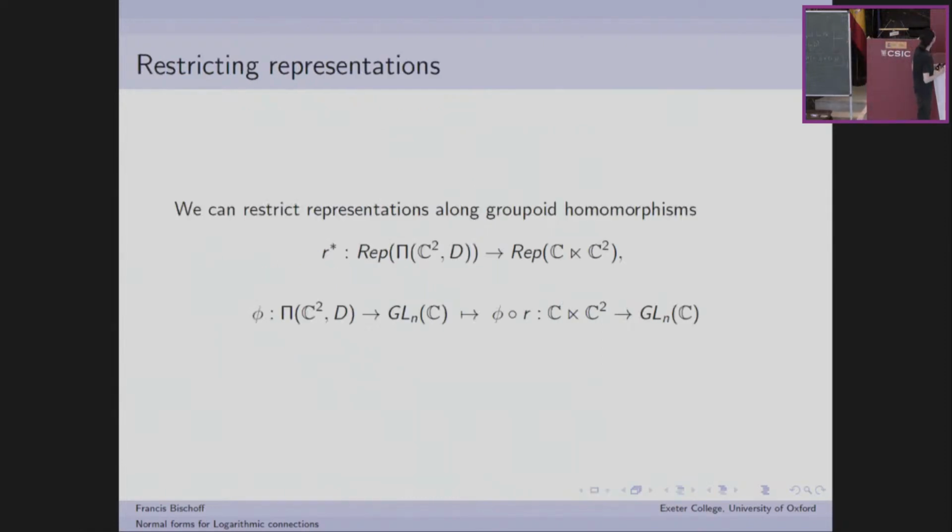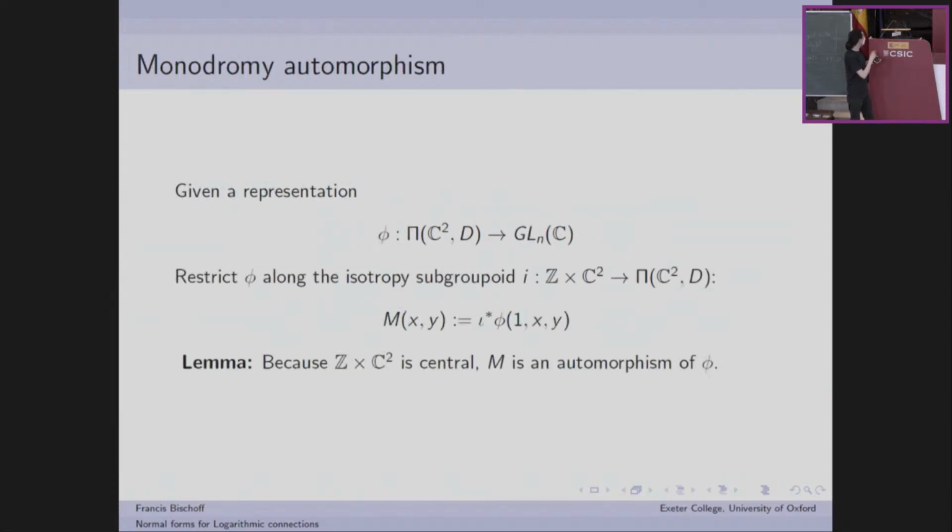Okay, so I said this subgroupoid is important, and the reason is, whenever you have a morphism of groupoids, you can pull back representations. So you have this functor from the category of representations of this to the category of representations of this action groupoid. If you have a homomorphism, you just restrict it. You can also do this for the subgroupoid of isotropies, and this gives what I'm calling the monodromy.